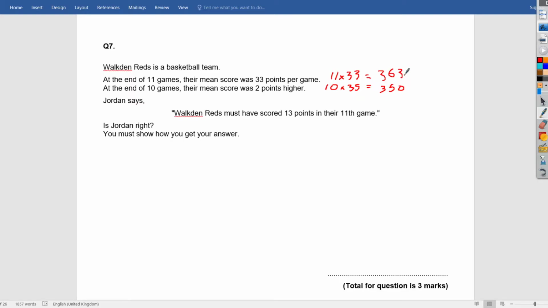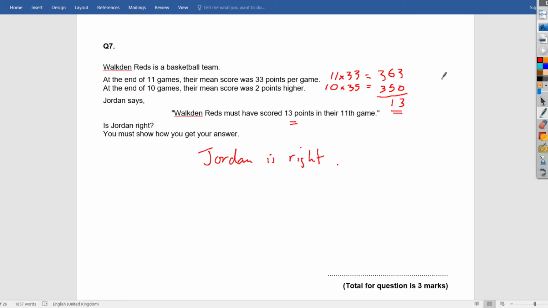So after 11 games, they scored total points of 363, and after 10 games, they had scored a total of 350 points. So if you subtract 350 from 363, you are left with 13 points, which means that on the 11th game, they must have scored 13 points. So Jordan is right.